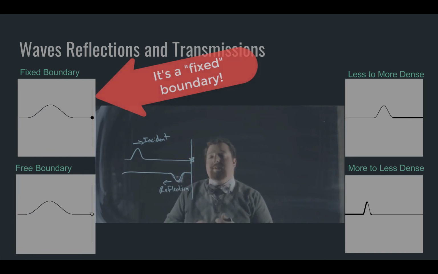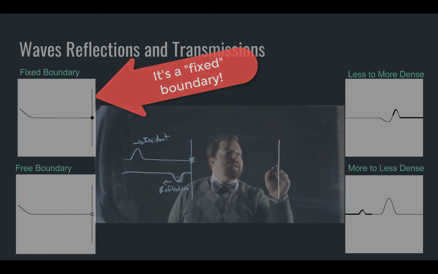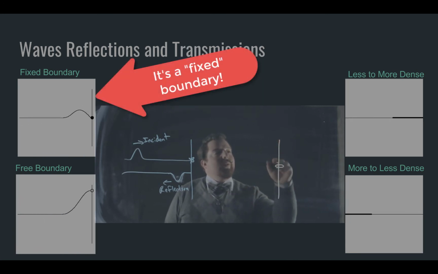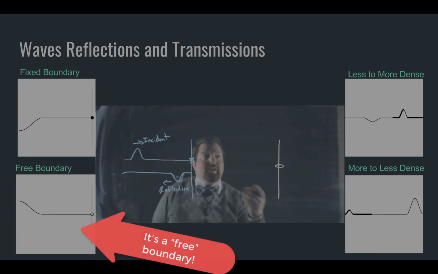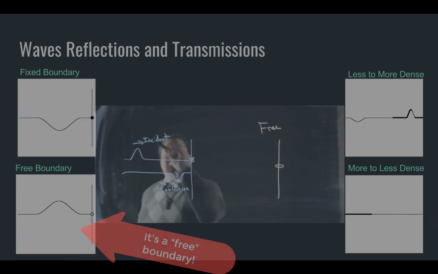If the string happened to be attached to a pole, but maybe it was tied to a washer and that washer was just sitting on the pole, we call that a free boundary. The one over here would be called fixed.